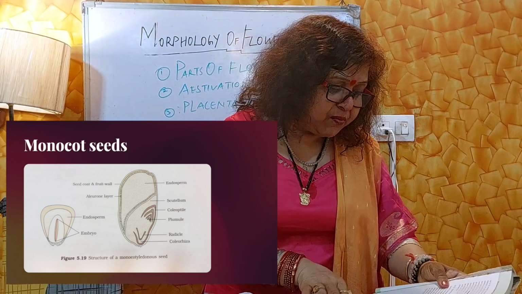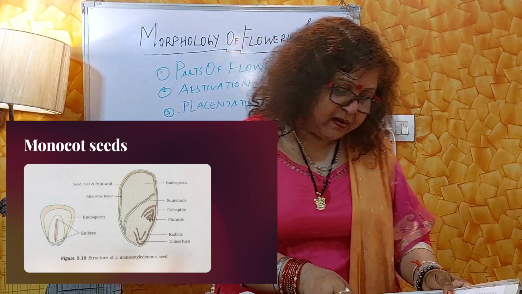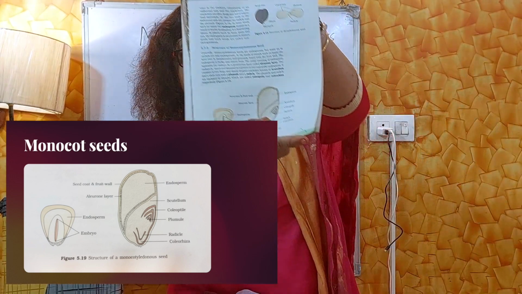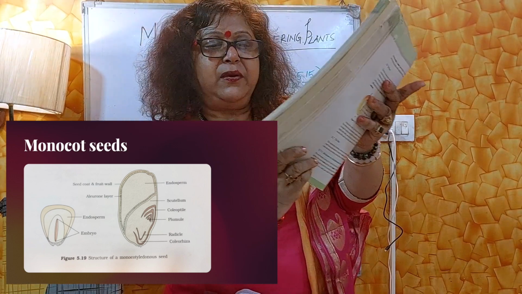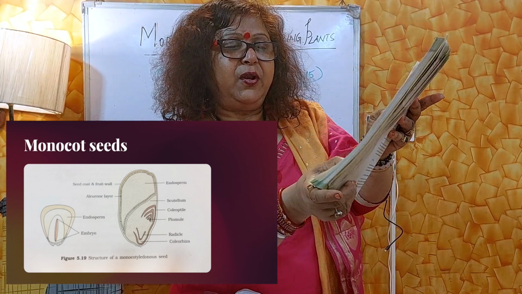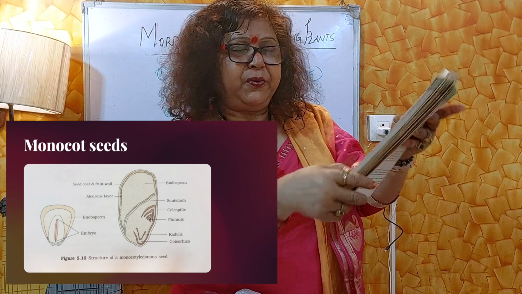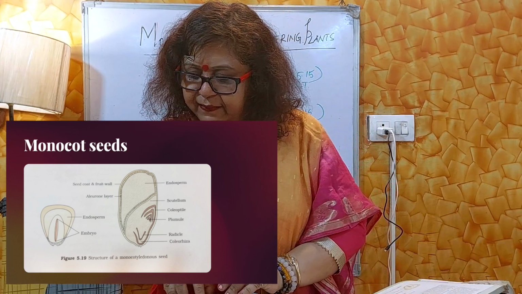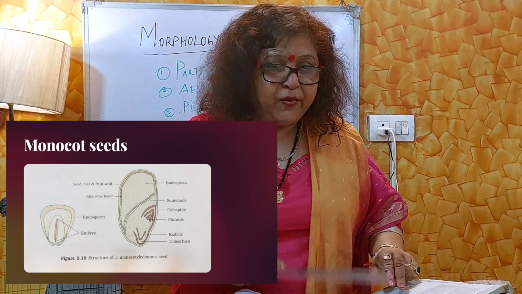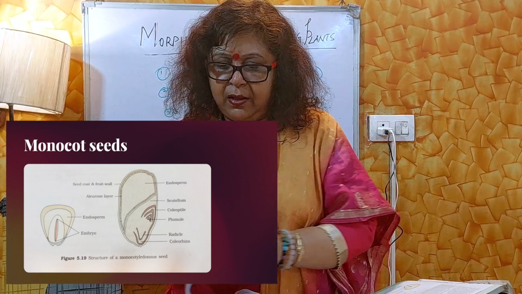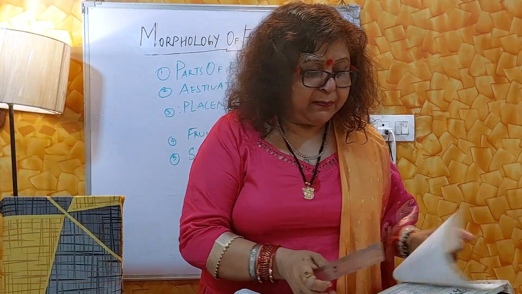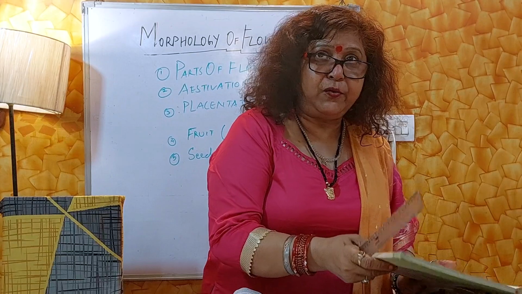The figure of a monocot seed is given here in your book. I told you these terms: radicle, coleorhiza, coleoptile. These are very important terms, and you have to draw them in your book. Now turn the page and we come to the last part of the lesson, quickly, in 2 minutes.